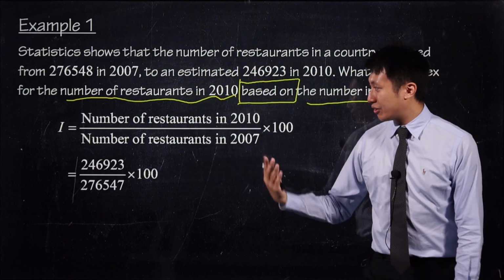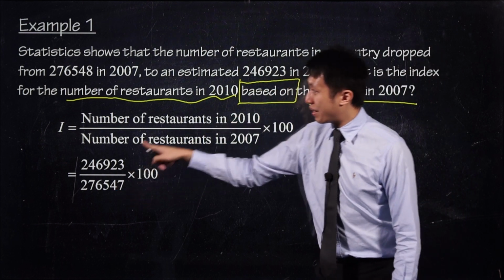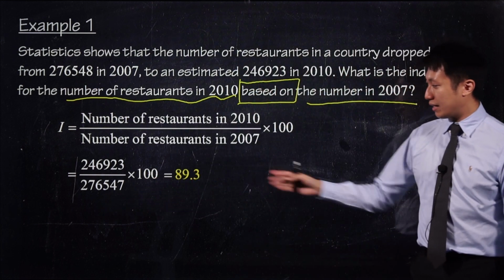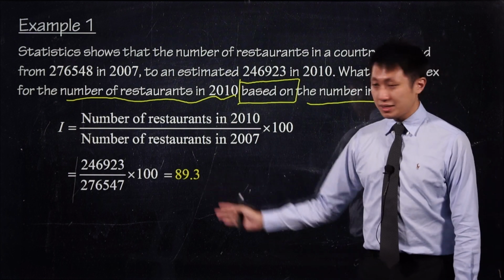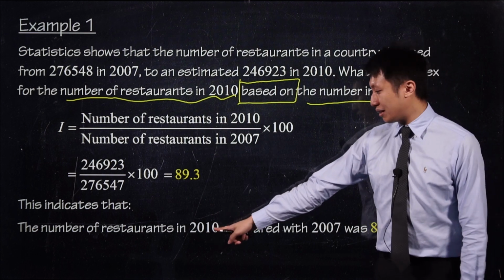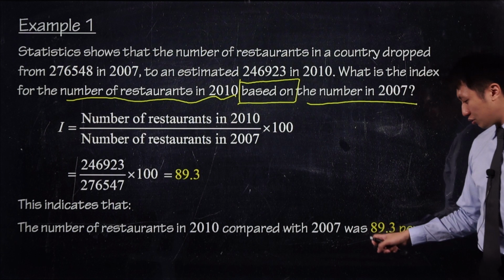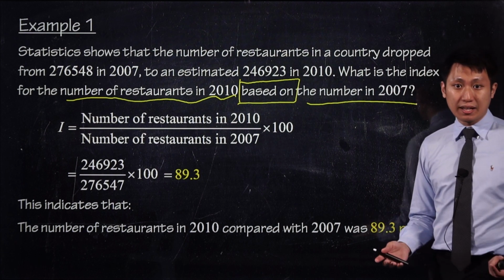So it decreases to this one. I just put it here, and this one is in base year 2007. So I put this number in, times 100. Again, the number 89.3. This one means percentage. It means that the number of restaurants in 2010 compared to 2007, the base year here, was 89.3%. Okay, so that's the percentage, right?